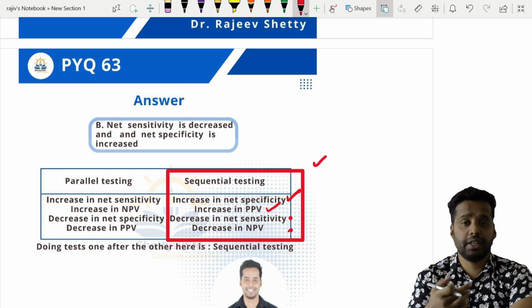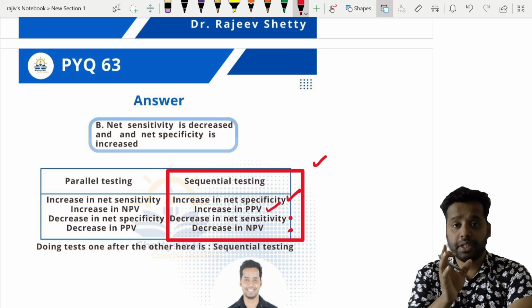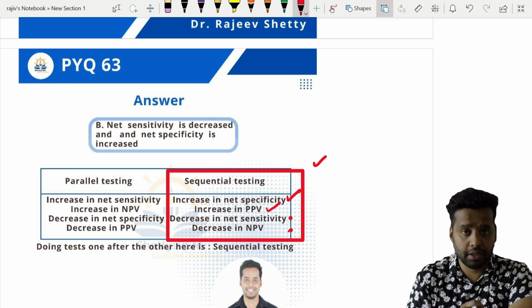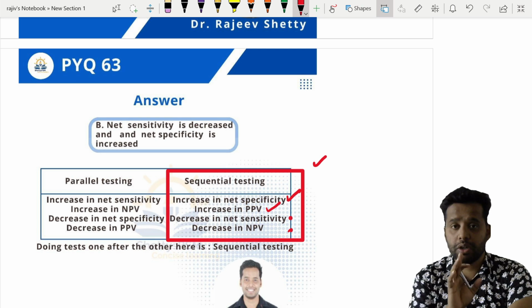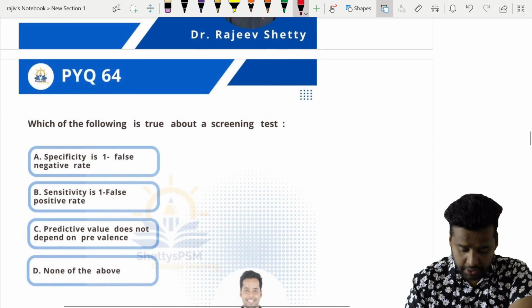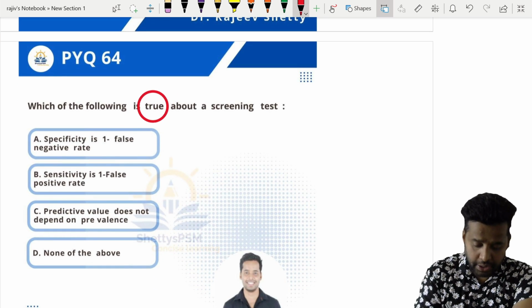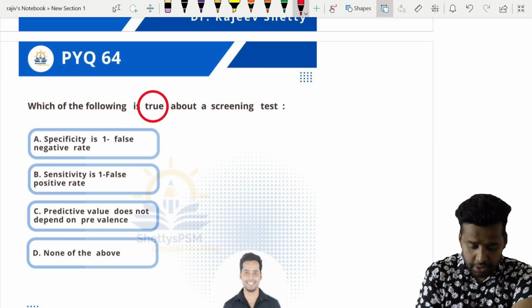In the exam, if they say tests are done together, that means it is simultaneous testing, parallel testing. Tests are done one after the other, that means it is sequential testing. Your question was on sequential testing. Good. Which of the following is true for a screening test? Specificity is 1 minus false negative. No, it is 1 minus false positive.